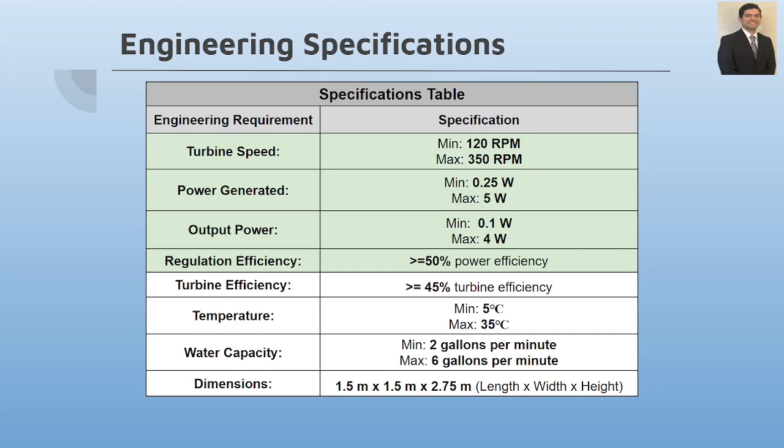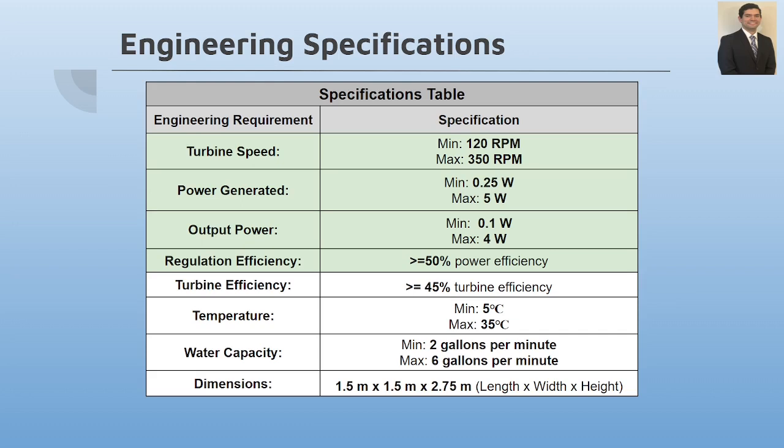The minimum power the motor is expected to produce is 0.25 watts, which equals a minimum output power of 0.1 watts. Regulation efficiency is another specification that we can show during the final demo as a backup. To maintain system performance, the regulation efficiency for all loads and output devices must be higher than 50%.